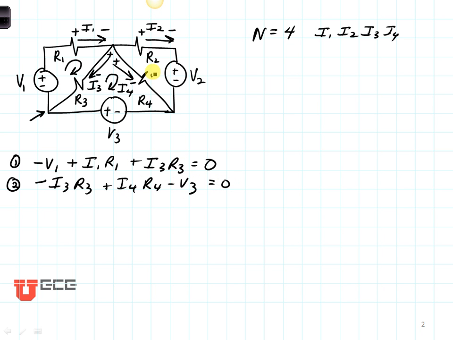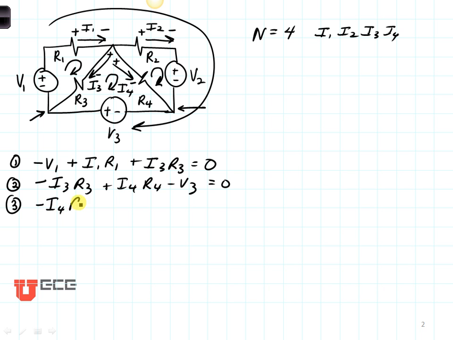Now let's do loop number 3. I'm going to choose to do this loop, although I certainly could also have done this outside loop, picking up all of the additional elements. So loop number 3 is going to be, let's start right here. Let's go up through I4: minus I4 R4 plus I2 R2 plus V2 is equal to 0.